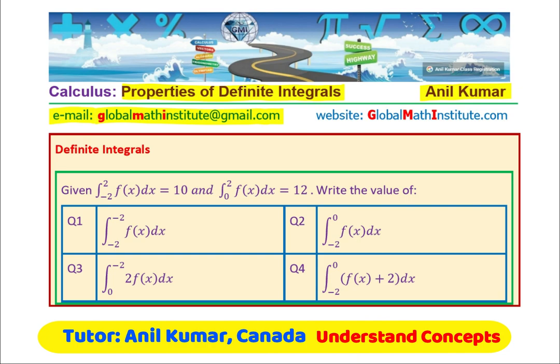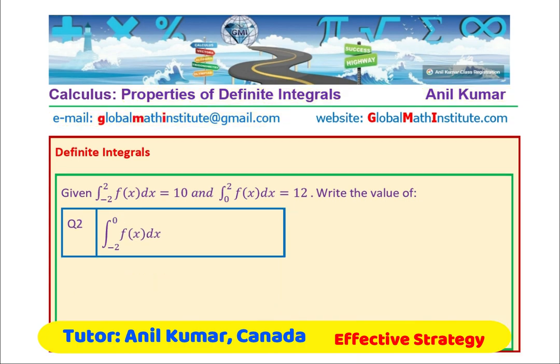Now, let us try to answer these questions one by one using the properties of definite integrals. The very first one here is that we need to find the integral from -2 to 0 of f of x dx. What are we given? We are given that the integral from -2 to 2 of f of x is equal to 10. We are also given that the integral from 0 to 2 of f of x is equal to 12.